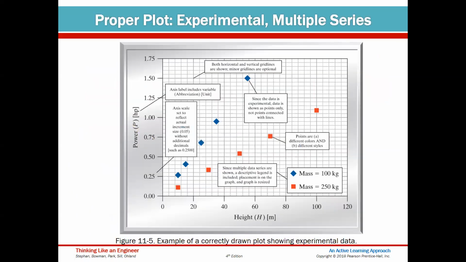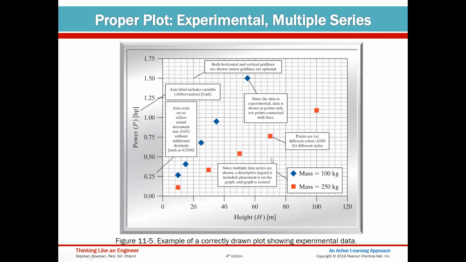Here we've got an experimental plot with multiple series. We've got our abscissa, which has height, our symbol H. We're measuring this in meters. Our ordinate is representing power, P, in horsepower. Then we have two separate data series. We have a mass of 100 kilograms represented by blue diamonds and a mass of 250 kilograms represented as red squares. So our points are both different colors and different styles on our plot.